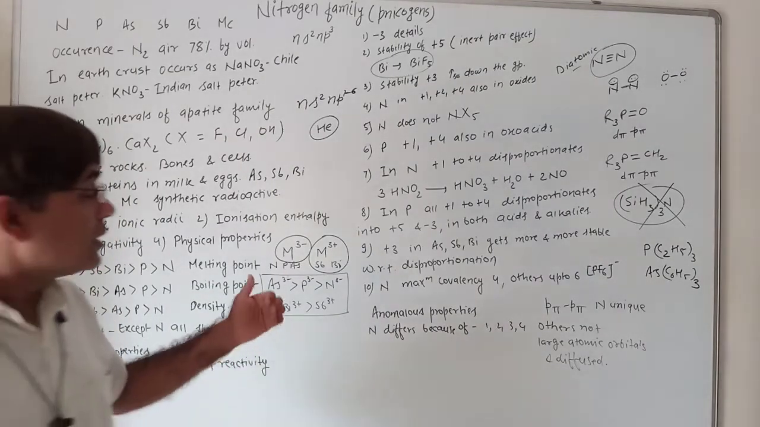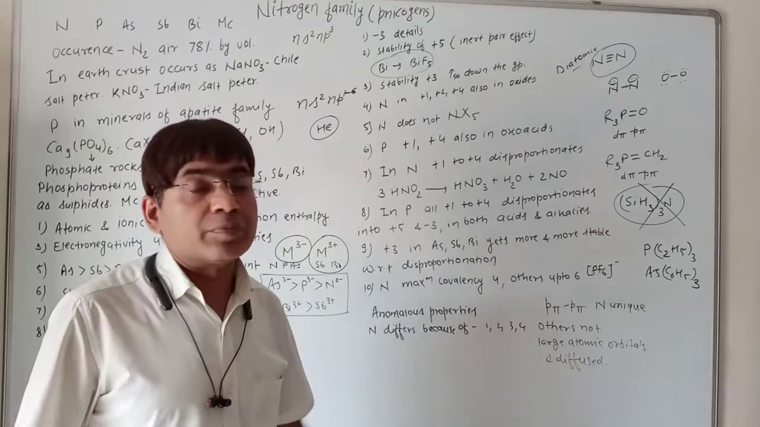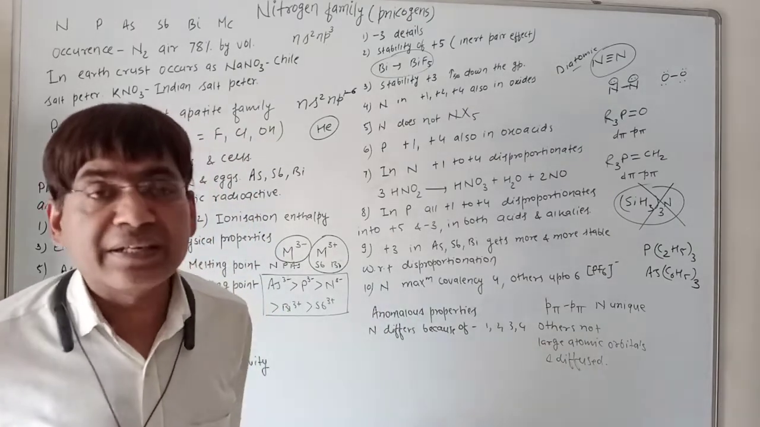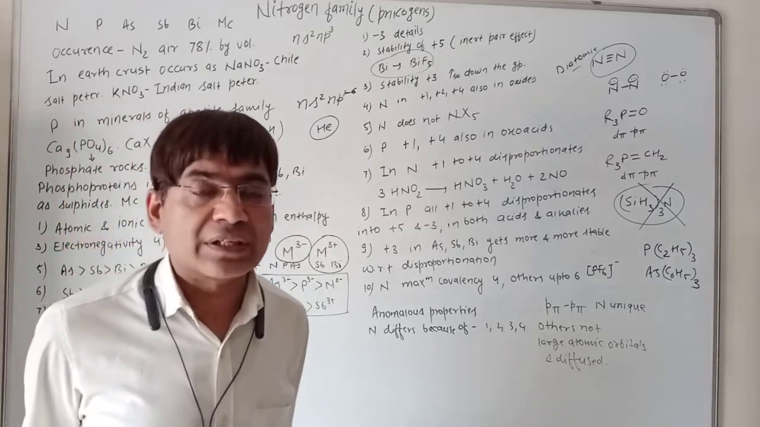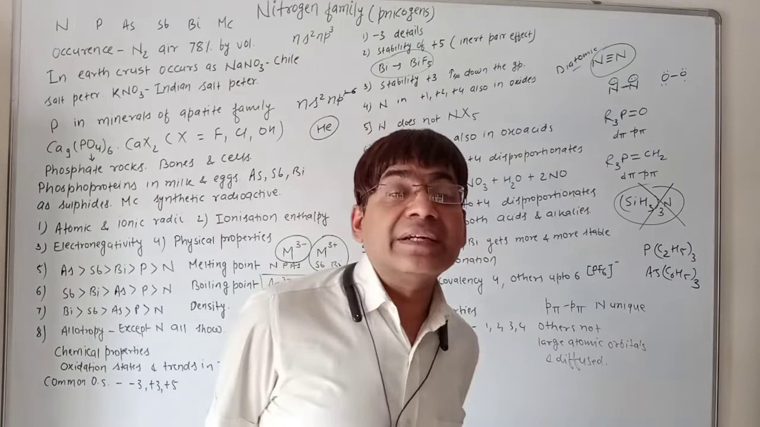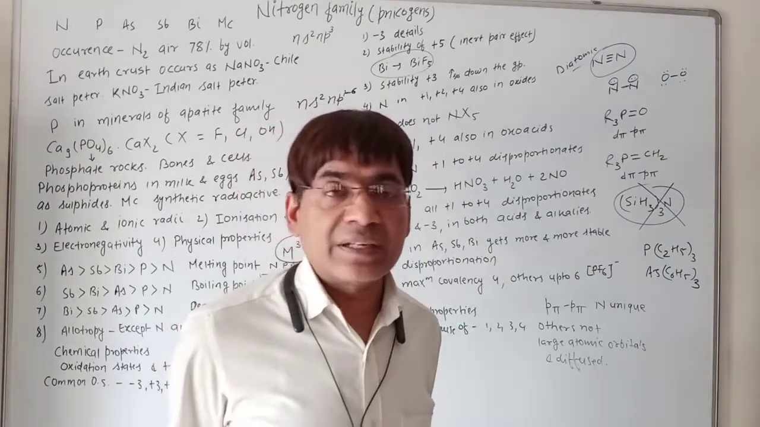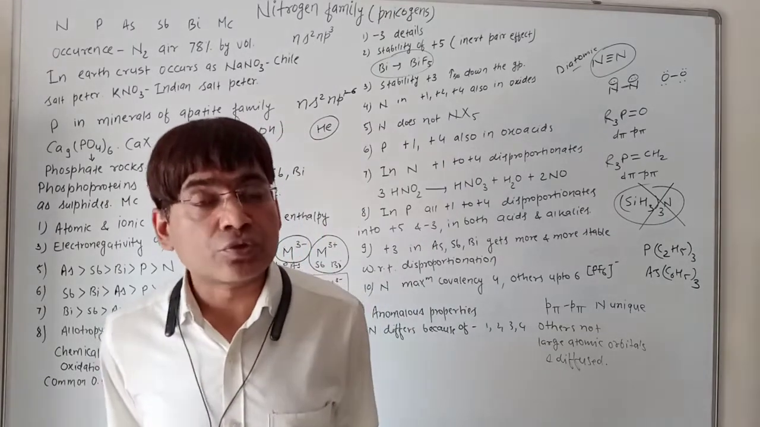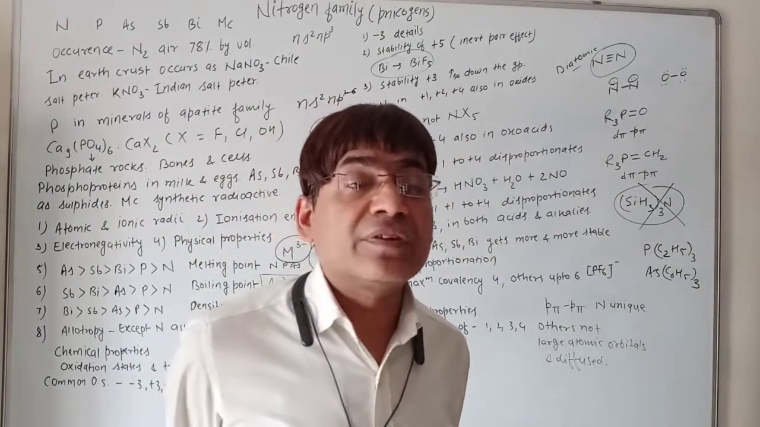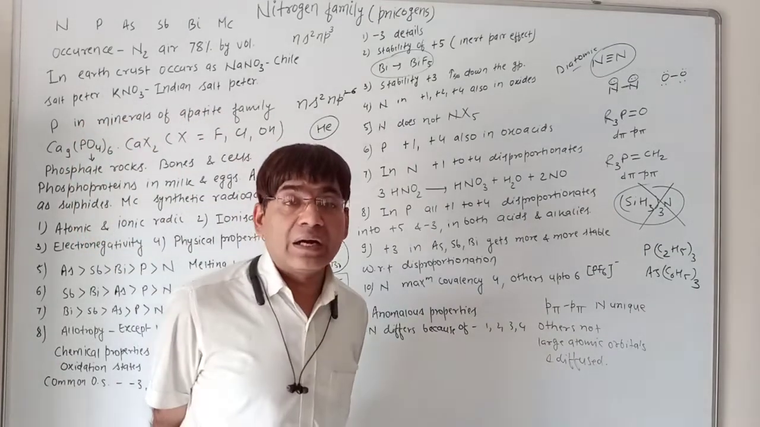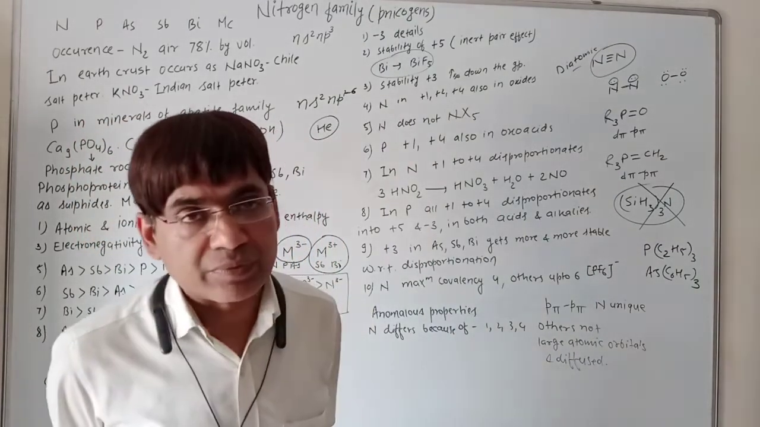Now the next is the anomalous properties of nitrogen. Next heading in the chemical properties is anomalous properties. In the s block and the 13th and 14th groups of the p block, we have already studied that the first member of each group shows a difference in behavior. So nitrogen will be showing different properties than its group members.